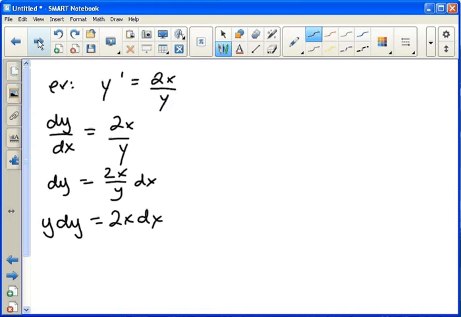Antiderivative of y is 1/2 y squared. Antiderivative of 2x is x squared plus c. So here we do need to do some simplifying. First of all, we have to get rid of the 1/2, so we multiply both sides by 2.